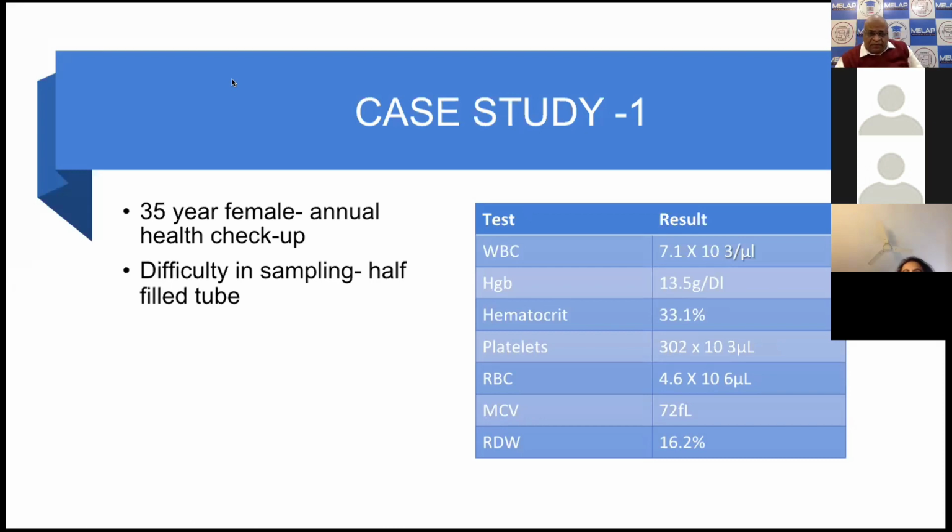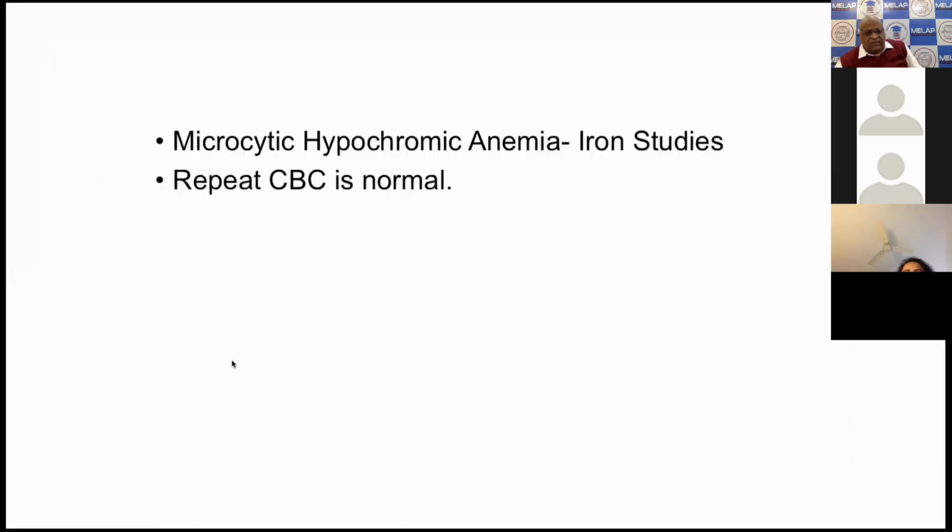Now, what happened? After this, they thought hemoglobin is normal and MCV is low, probably this is some hemoglobinopathy. They went for iron studies. It was normal, so they thought this is some hemoglobinopathy, and they were planning for HPLC. But somehow they got the idea that first we should repeat this CBC, and the repeat CBC was normal.